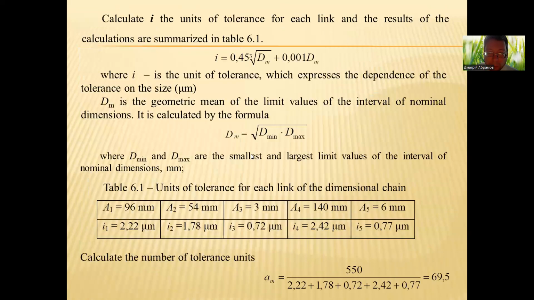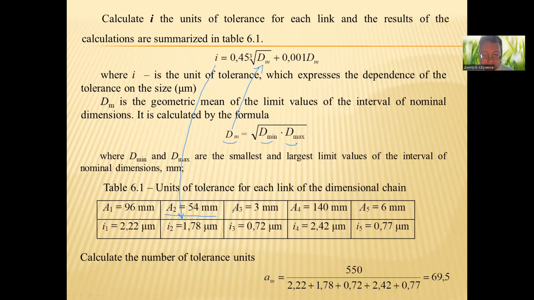And then, using this d minimum and d maximum, we can calculate d suffix m. Then we use this d suffix m in formula 1, and we can calculate I. And this I will be I suffix 2 for A2, 54 millimeters. And we continue our calculation for A suffix 3, A suffix 4, and A suffix 5.